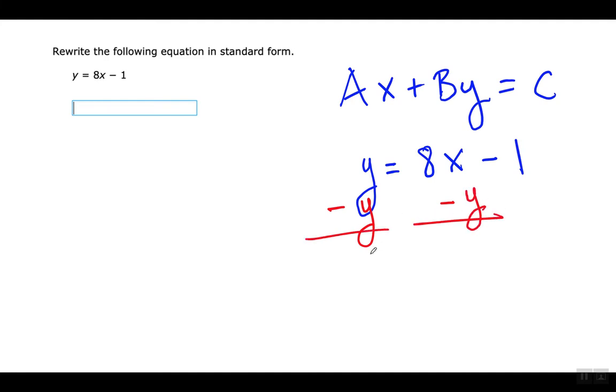So let me just do one thing at a time. Actually, let me do them both at the same time. You can just write this and this.